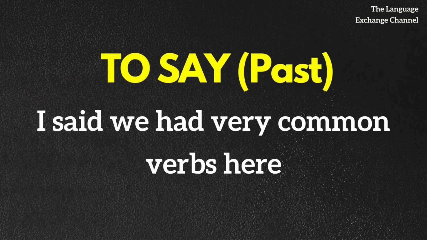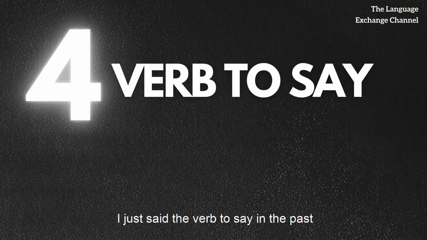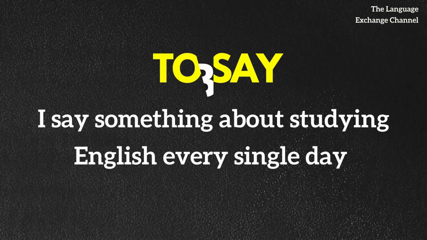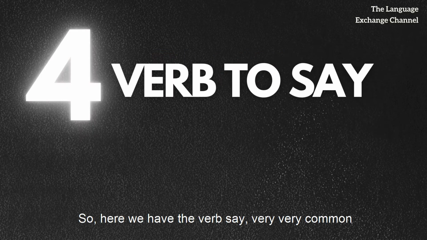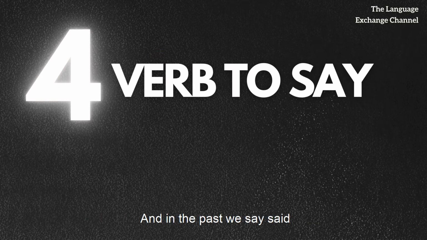Number 4, the verb to say. I said we had very common verbs here, and that's the verb to say. I just said the verb to say in the past. So in the present, I say something about studying English every single day. What would you say? So here we have the verb say, very, very common. And in the past, we say said.